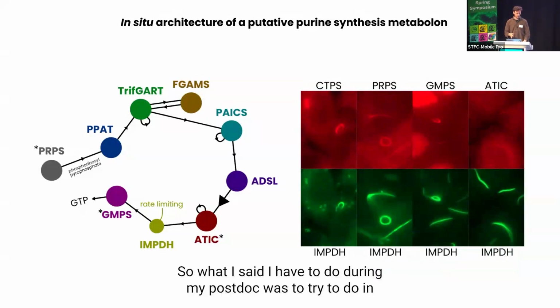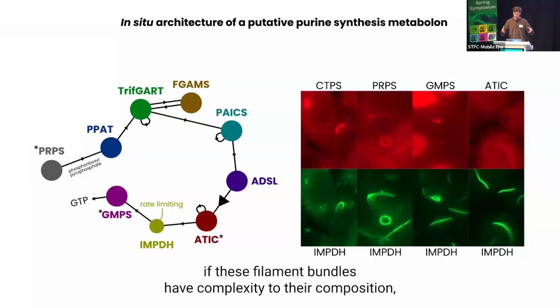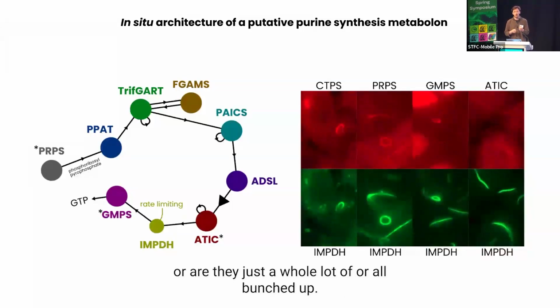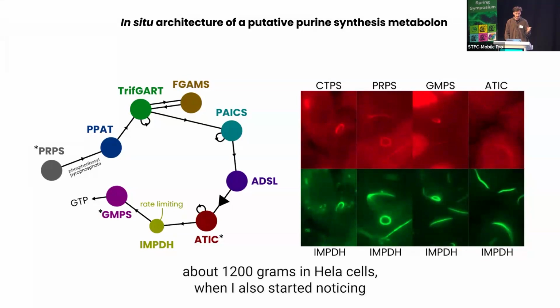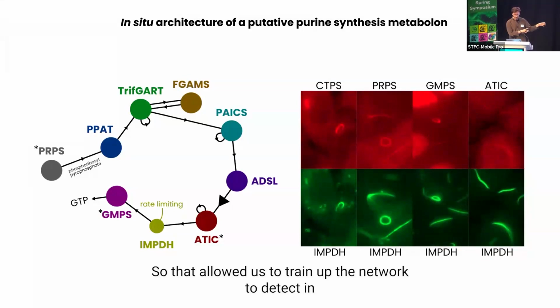So what I set out to do during my postdoc was to try to do in situ tomography on these bundles and figure out if these filament bundles have complexity to their composition, or are they just a whole lot of IMPDH all bunched up. So I was already collecting a data set of currently about 1,200 tomograms in HeLa cells, when I also started noticing a lot of IMPDH filaments in data sets from the EMPIAR training data collection. So that allowed us to train up a network to detect IMPDH.